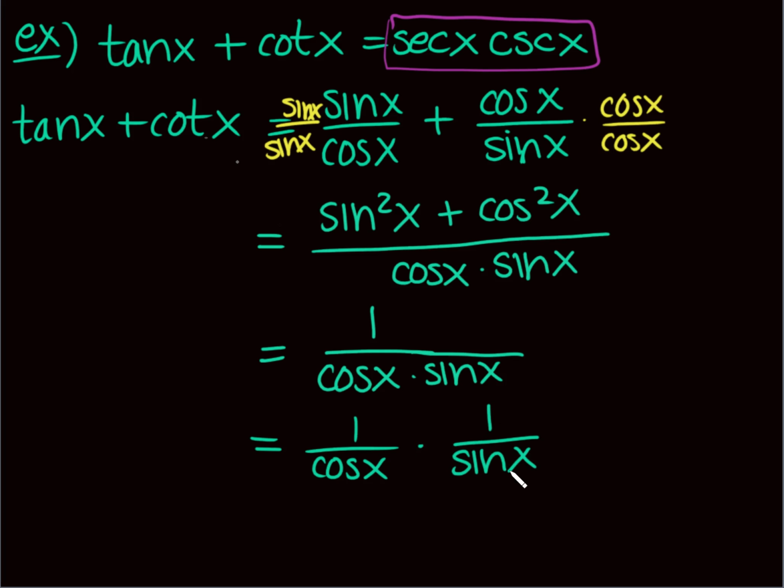But I really want to drive home the point that I can break up fractions across multiplication like this, because remember, how do we multiply fractions? We just multiply straight across. So I could rewrite this fraction right here as 1 over cosine times 1 over sine. What is 1 over cosine? That is secant. And what is 1 over sine? That's cosecant. And I'm done. I like the smiley face. I think we should do the smiley face more.